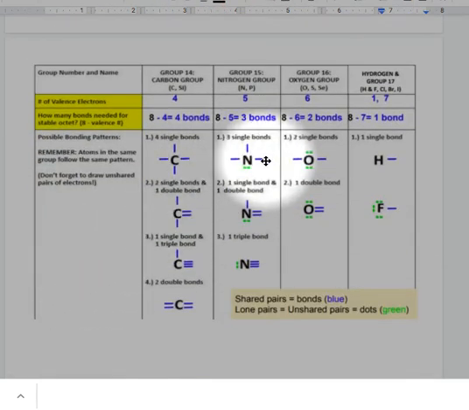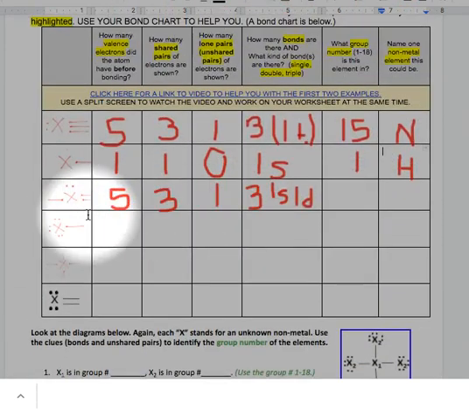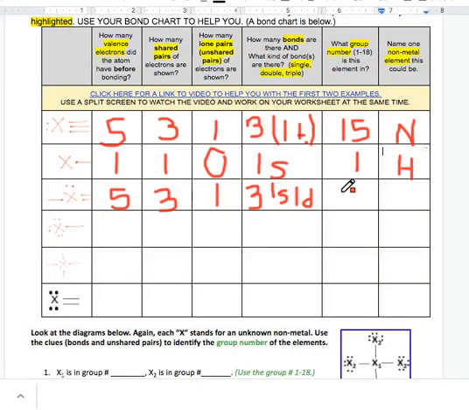Instead of a triple like the first one had, we see a single and a double. And they're pointing to different sides, but that doesn't matter. It's still a single and a double coming out from this atom, like here, a single and a double. So that's going to be 15 again. And so that could be nitrogen or phosphorus. I'll put nitrogen.